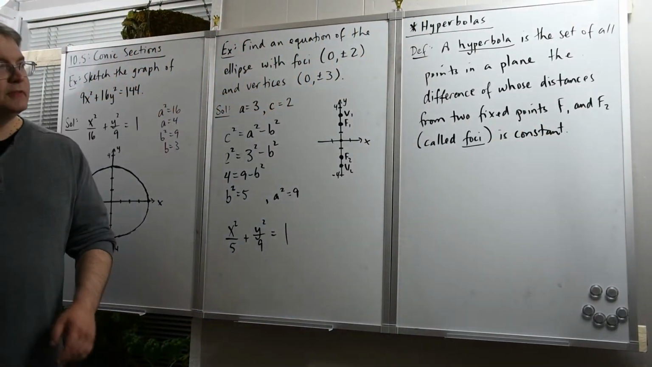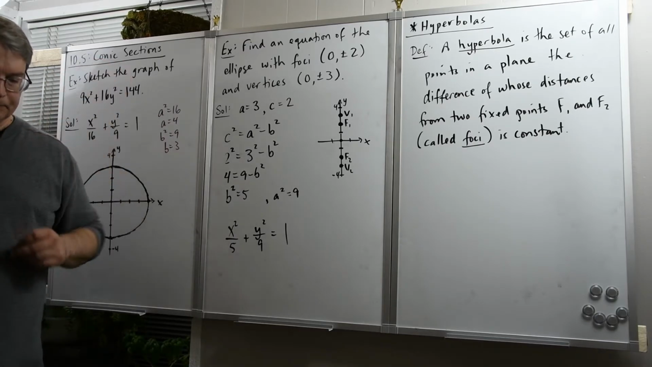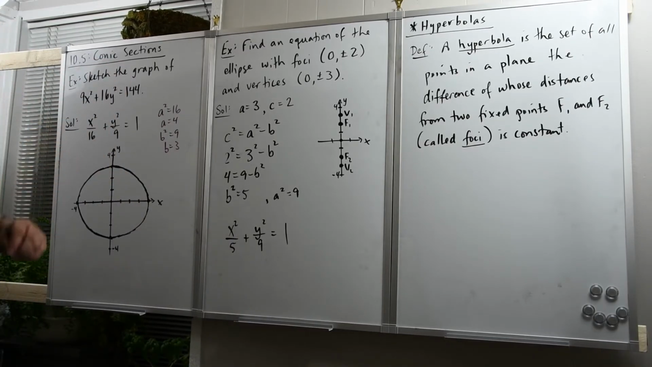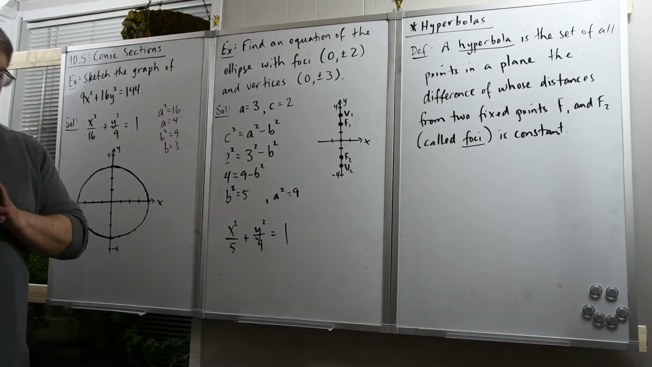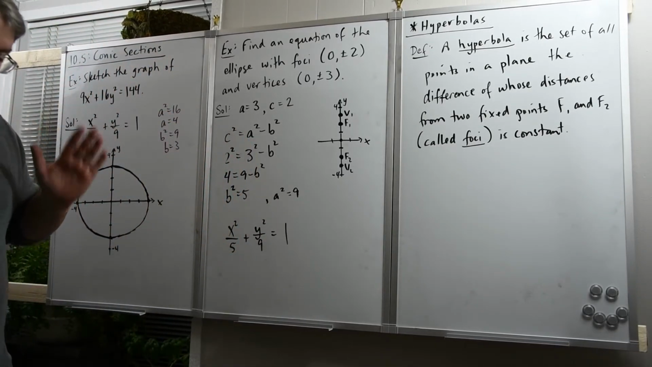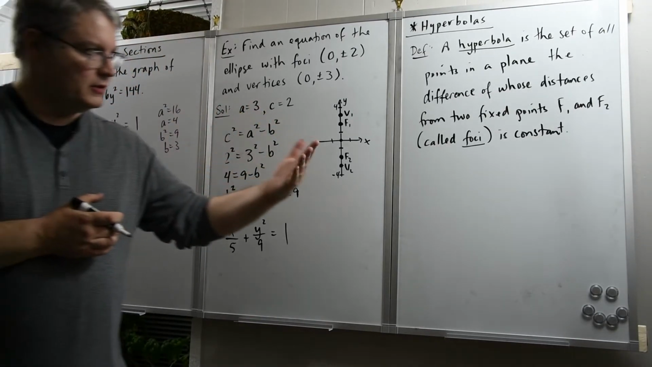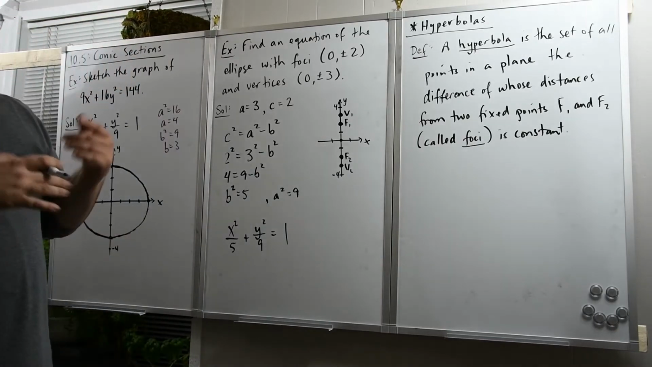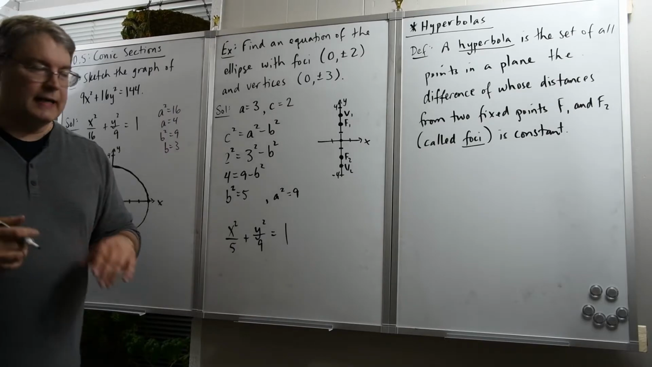Right. So now instead of looking at the sum of the distances from a point to each focus, we're now looking at the difference of those distances. And I guess one might say, let's look at the absolute value of the difference of the distances, and that number is going to be constant for every single point that's on the hyperbola. So you still have this idea of two foci.